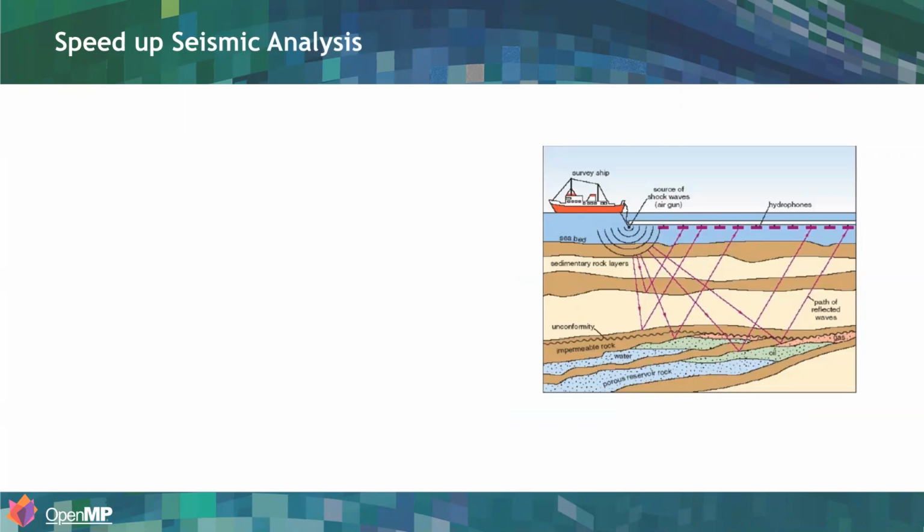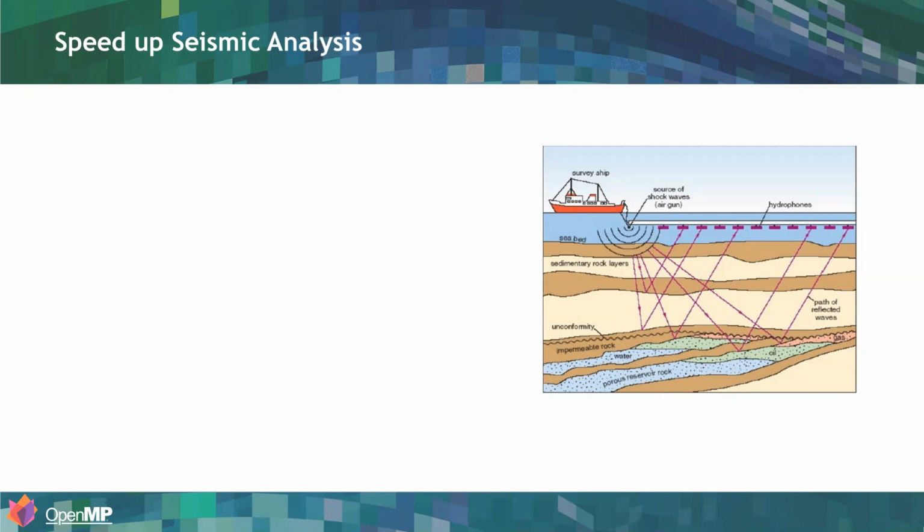Okay, the next use case is the speeding up of seismic analysis with OpenMP. Seismic analysis is used in oilfield exploration. In the image on the right-hand side, we see that a ship has a line of hydrophones, which are underwater microphones, which capture sound coming from the Earth. And the ship also has an air gun behind it, which is a source of shock waves. The shock waves propagate through the Earth, reflect on the Earth layers, and come back to the microphones.